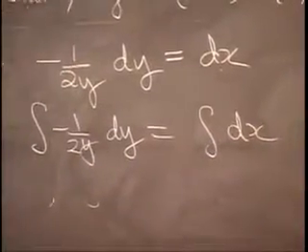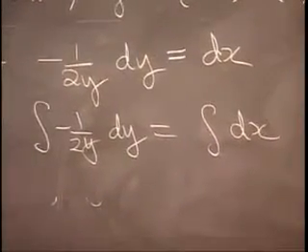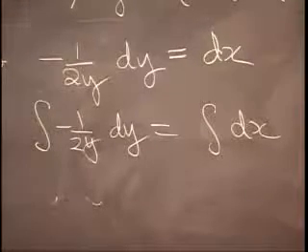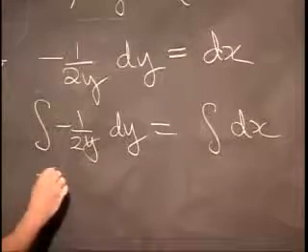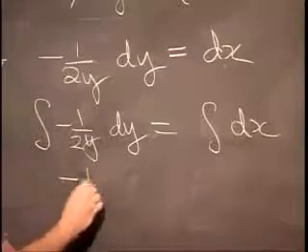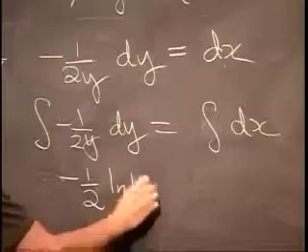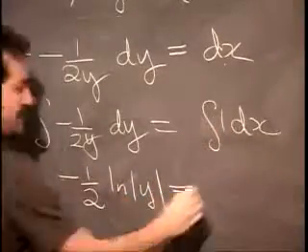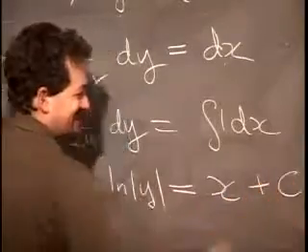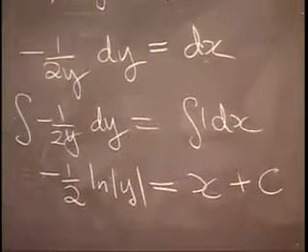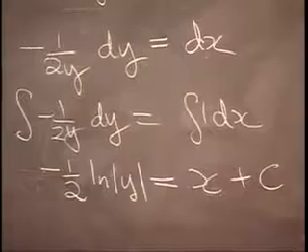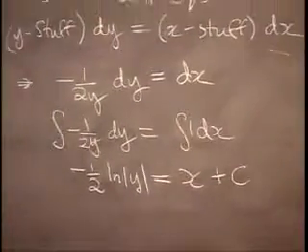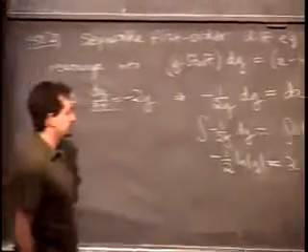And of course, you integrate the left-hand side with respect to y and the right-hand side with respect to x. So here we get minus a half log the absolute value of y is equal to, this is a 1 here, so it's actually x plus c. All right, we've gotten rid of the integrals and the derivatives for that matter. They sort of cancelled each other out.